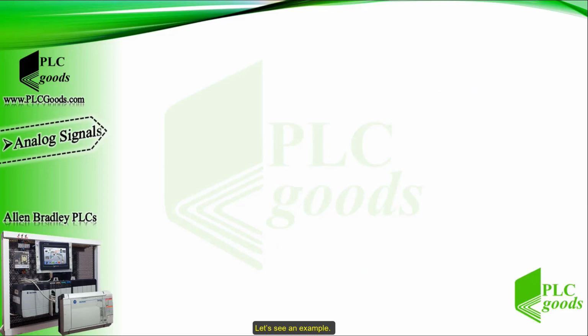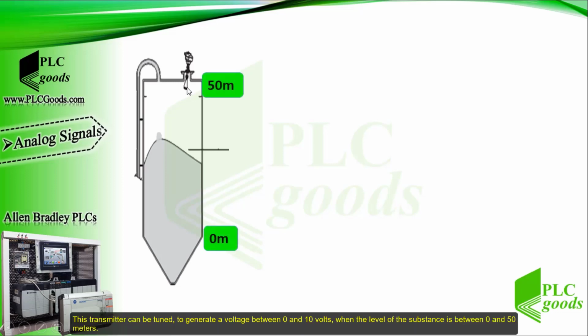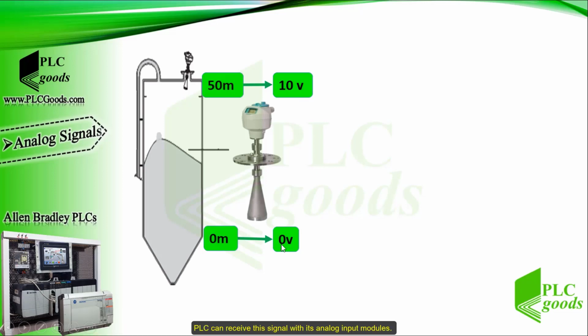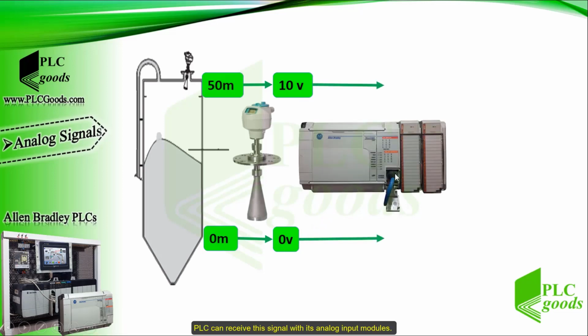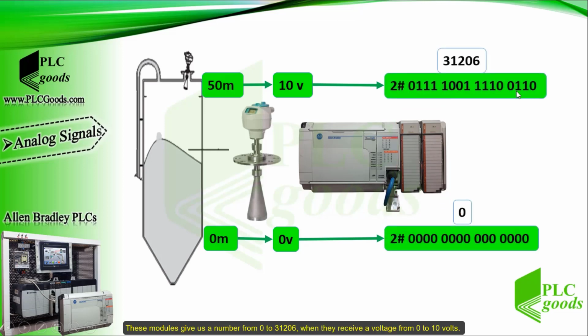Let's see an example. Suppose there is a level transmitter to measure the level of a substance. This transmitter can be tuned to generate a voltage between 0 and 10 volts when the level of the substance is between 0 and 50 meters. PLC can receive this signal with its analog input module. My analog module model is 1769 IF4. These modules give us a number from 0 to 31,206 when they receive a voltage from 0 to 10 volts. But how can we use these numbers?